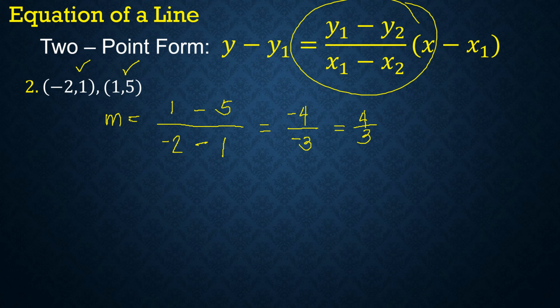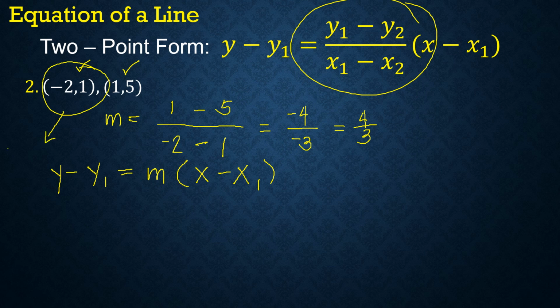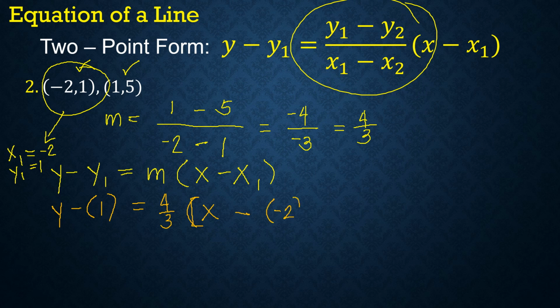Ngayon, gamitin na natin ang rule. Pwede na natin siyang paliitin at gamitin natin ang point slope form. Kasi substitute lang naman natin. And then, you can choose any of these points. Kunwari, ito ang pinili mo. So, kung yan ang pinili mo, ang x sub 1 mo ay negative 2 at ang y sub 1 mo ay 1. So, we now substitute. Y minus the y sub 1 is 1. Slope is 4 over 3. Nasolve na natin. And the x-coordinate is negative 2. Substitute. So y minus 1 is equal to 4 over 3 times x minus negative 2.